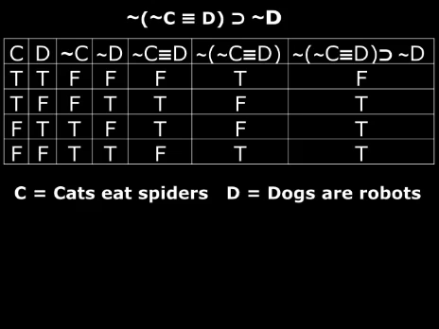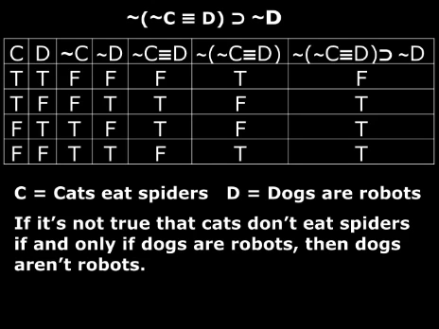For example, here's a truth table. Suppose our atomic statements were something like cats eat spiders and dogs are robots. In that situation, our compound statement, if we were to read that out, would be something like, if it's not true that cats eat spiders if and only if dogs are robots, then dogs aren't robots. Kind of a weird sentence to go around saying, but that's what the full sentence would be.